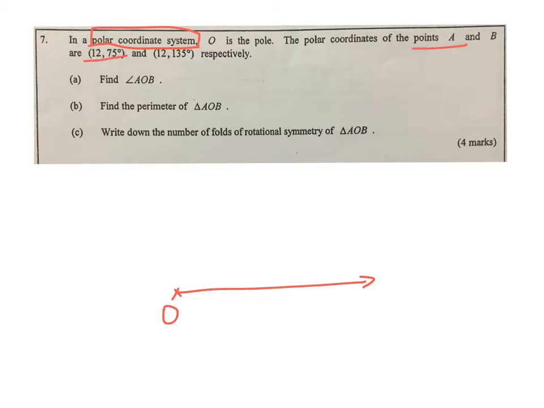So first of all, you make an angle with this polar axis, turn 75 degrees. And the distance from the pole is 12 units. So if OA is 12 units, then the polar coordinate of point A should be (12, 75 degrees). And now where is point B?